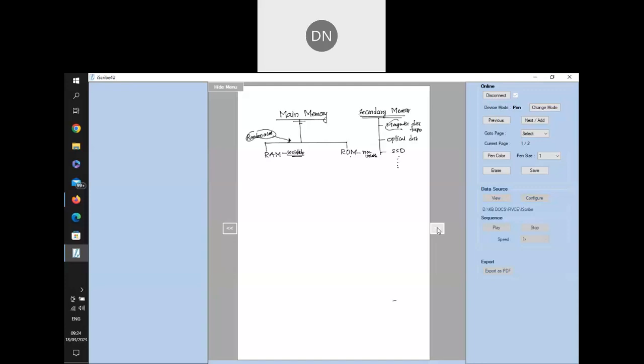The same rule is not applicable for a magnetic disk. If you are reading the tracks which are near to the head, the time it takes is what? Faster. If you're reading the data which is located in the farther tracks of the magnetic disk, it takes more time. That means that in secondary memory, the time it takes for reading the data depends upon the position of the data on the disk.